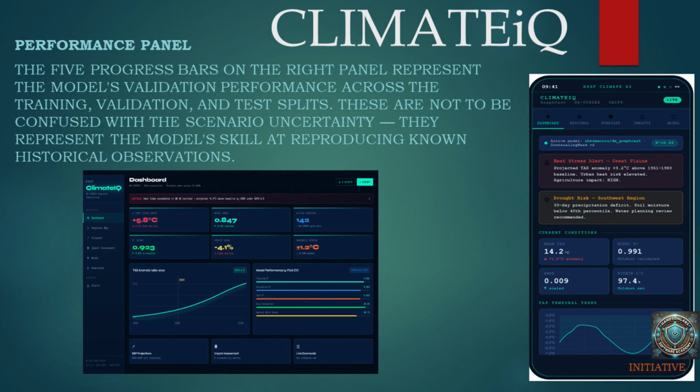Now for the performance panel, you have the 5 progress bars in the right panel, which represent the model's validation and performance across the training, validation, and test splits. These are not to be confused with the scenario uncertainty. They represent the model's skill at reproducing known historical observations. Alright, so this is very important.